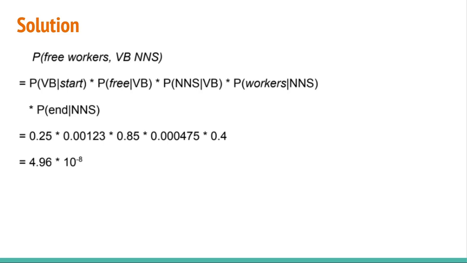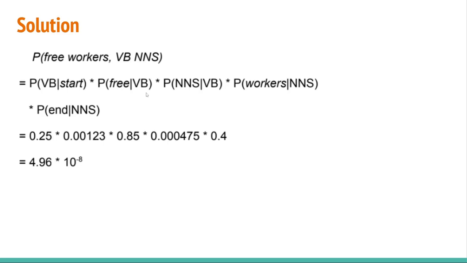First we start from the starting state, and then we make a transition to the tag VB. So the first probability term is the transition probability of transitioning from the start state to the VB state. Once we are at the VB state, we need to compute the probability that this hidden state VB will emit the word free. That is the probability of free given VB. This is the emission probability.